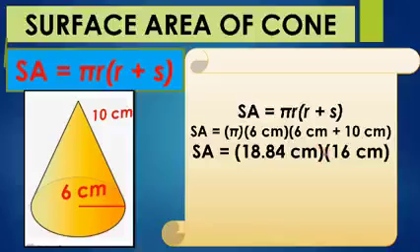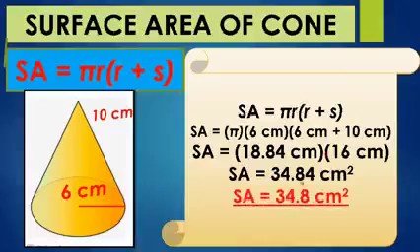Okay, so after this, kukunin natin yung product nilang dalawa. 18.84 times 16 is 34.84. Since the question is asking for us, okay, to give a final answer to the nearest tenth, so we will round this off. Okay, so the final answer for the surface area of the cone is 34.8 square centimeters.